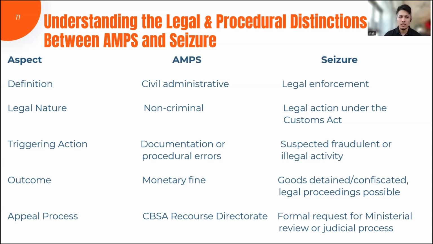On the other hand, a seizure is a much more serious enforcement action. This is when the CBSA physically takes control of goods, vehicles, or currency. Seizure occurs when there is a significant violation such as smuggling, false declaration, or import of prohibited goods. So AMPS is more like a fine, while seizure involves the actual confiscation of items. Next slide, please.